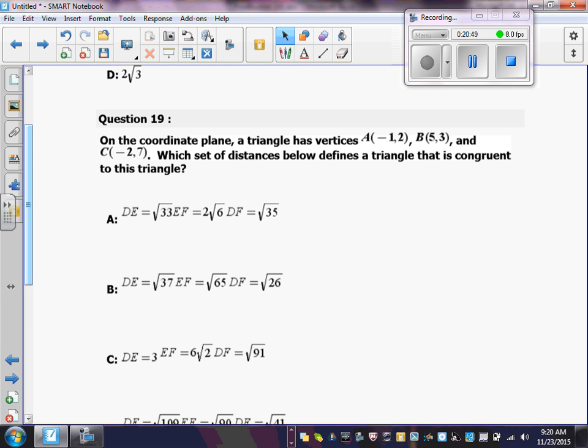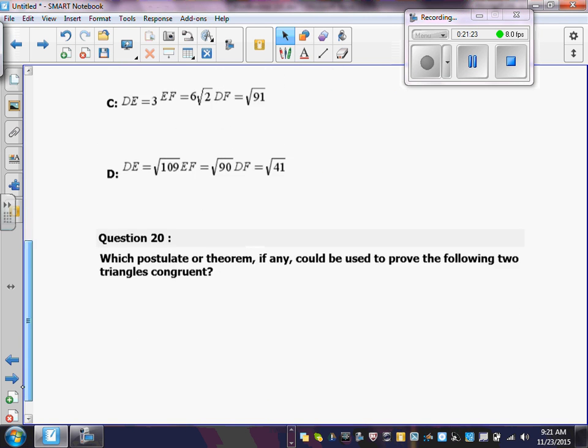It says which set of distances below defines a triangle that is congruent to this triangle. So what you have to do, it says on the coordinate plane triangle ABC, is find the distance of AB the same way we did earlier. You have to find the distance of BC, and you have to find the distance of AC. Whatever distance you find here has to be the same here, because if two triangles are congruent, then the sides are going to be congruent. That's what you have to do.